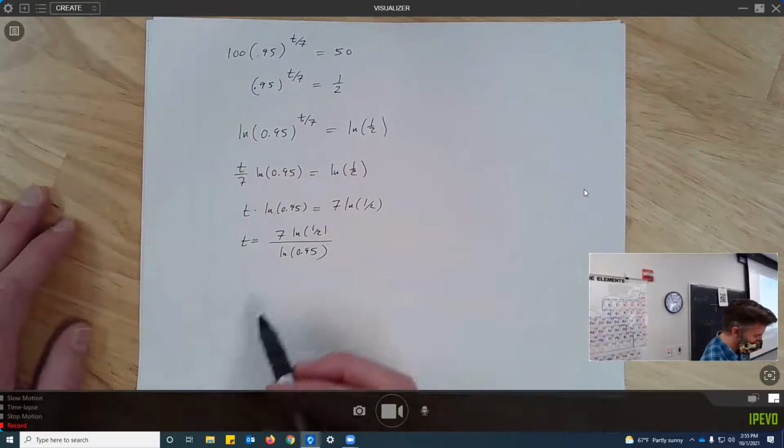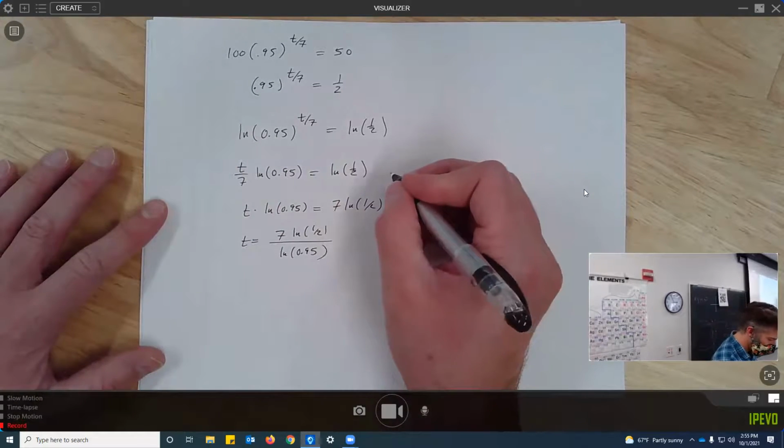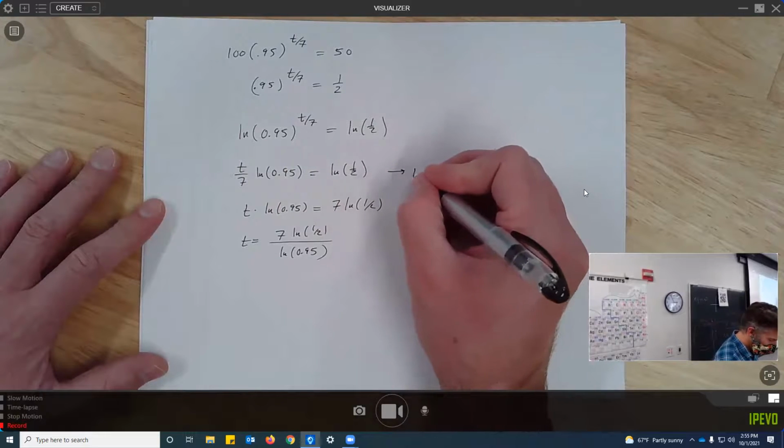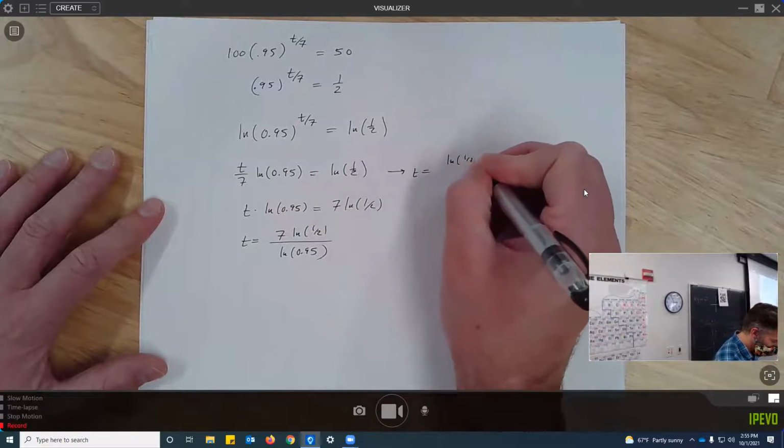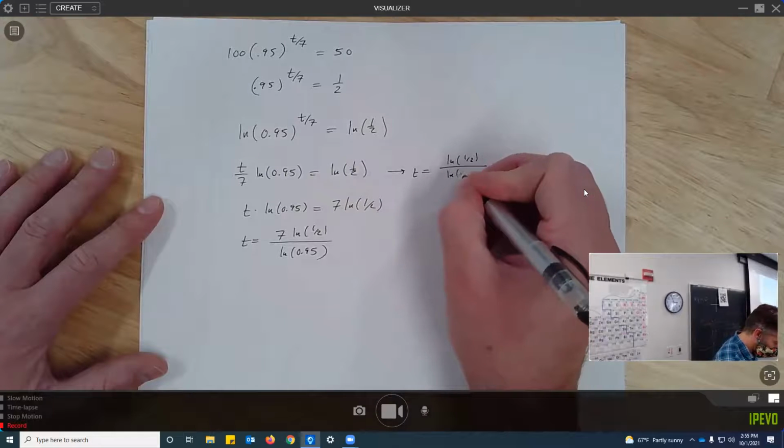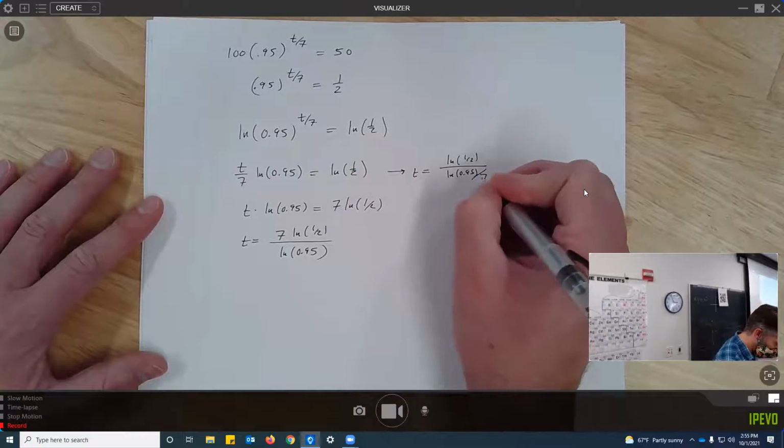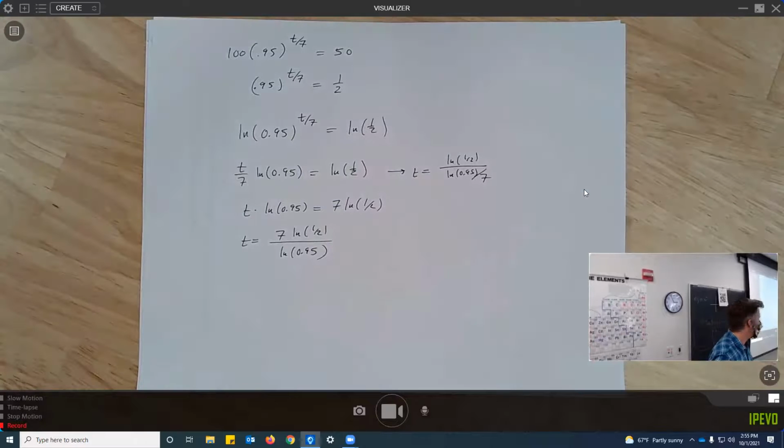I would warn you against, some people like to take the shortcut and say the answer is the natural log of 1/2 divided by the natural log of 0.95 over 7. And that should be simplified, right? If you have fractions and fractions, we should simplify this. So just something to be aware of.